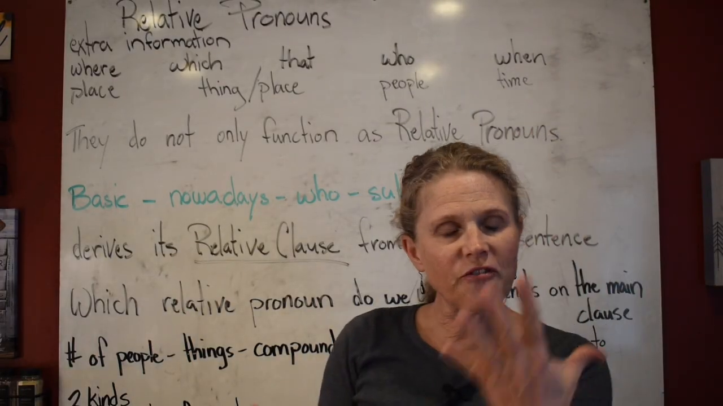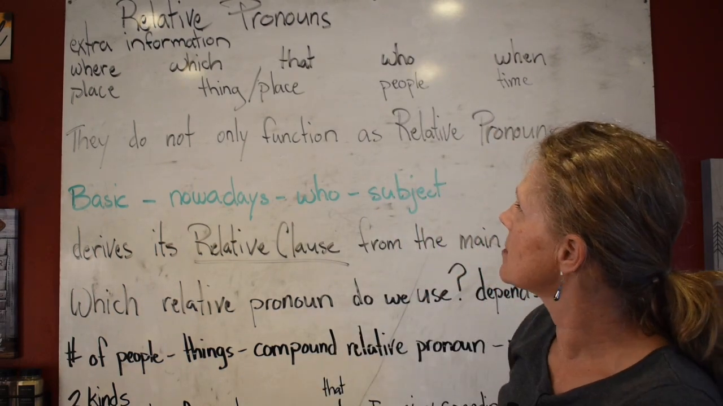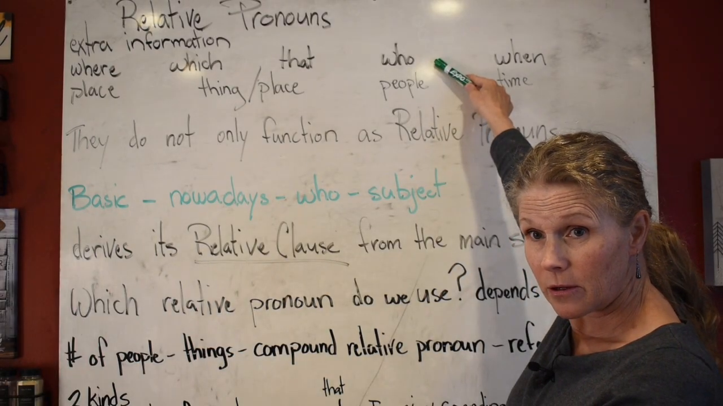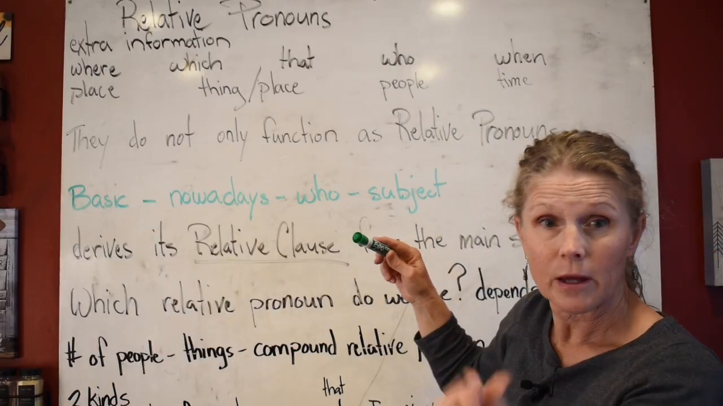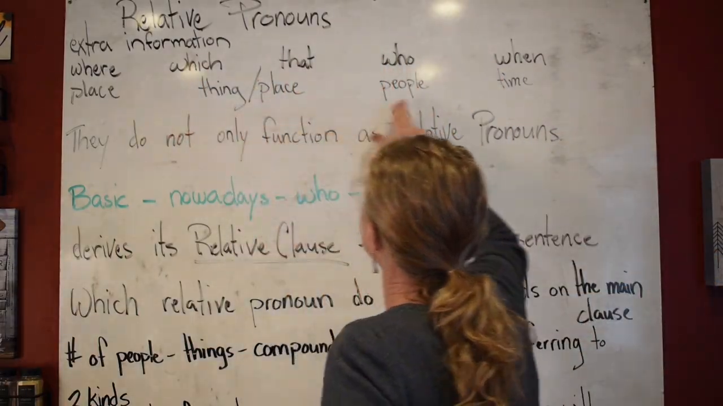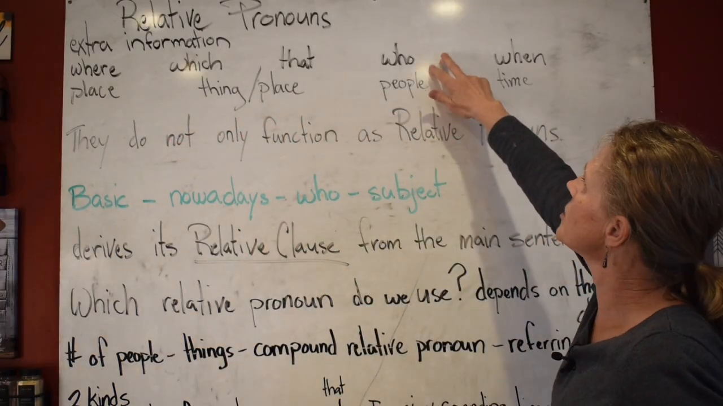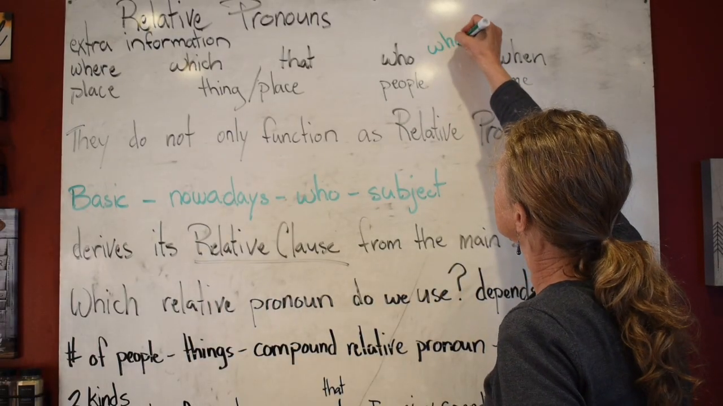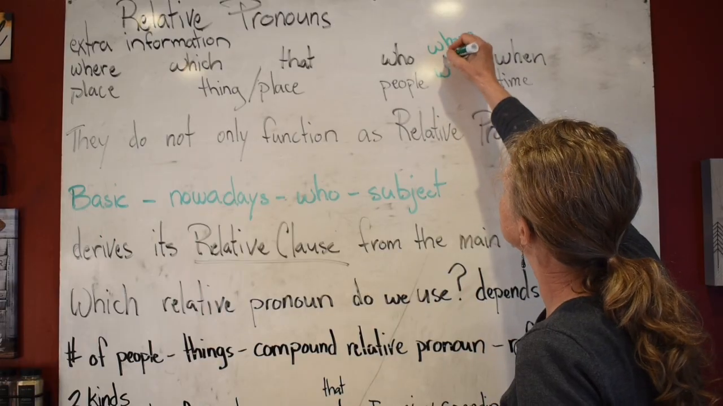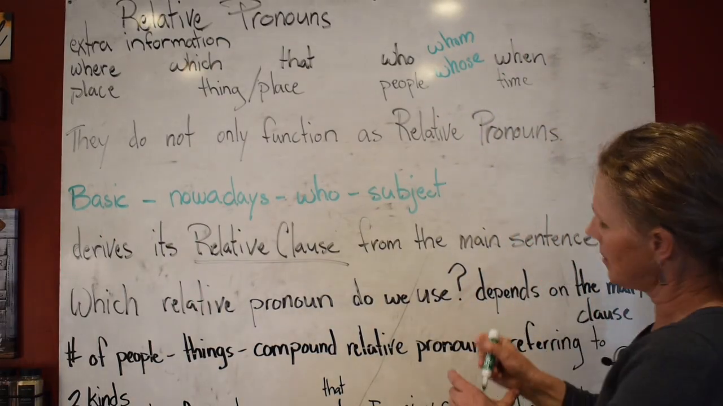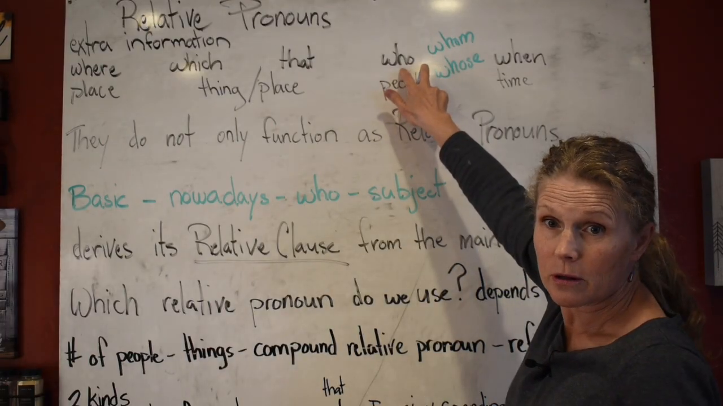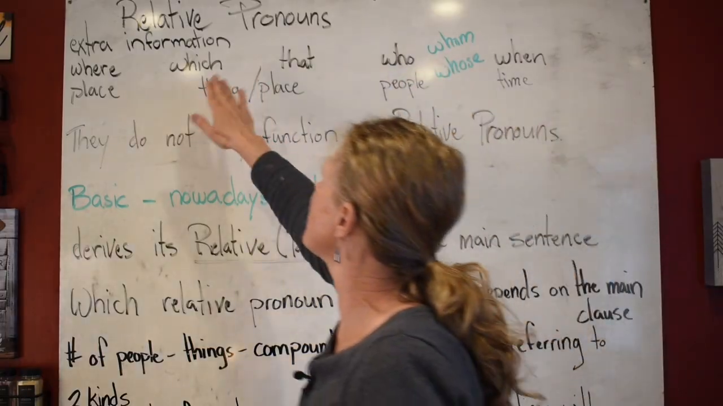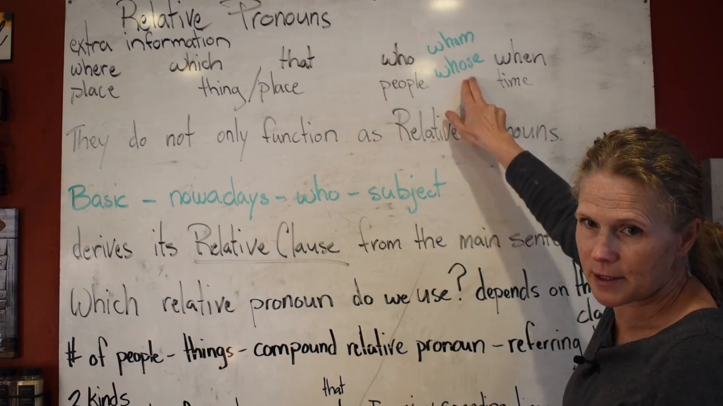Now, there are 5 main relative pronouns, and they are which, that, who. What are the other ones? Whom and whose. If you can remember these 3, you're going to remember whom and whose. See how they come off of who, and they do special things. These come off of who. So if you can remember these 3, then you're going to remember these.